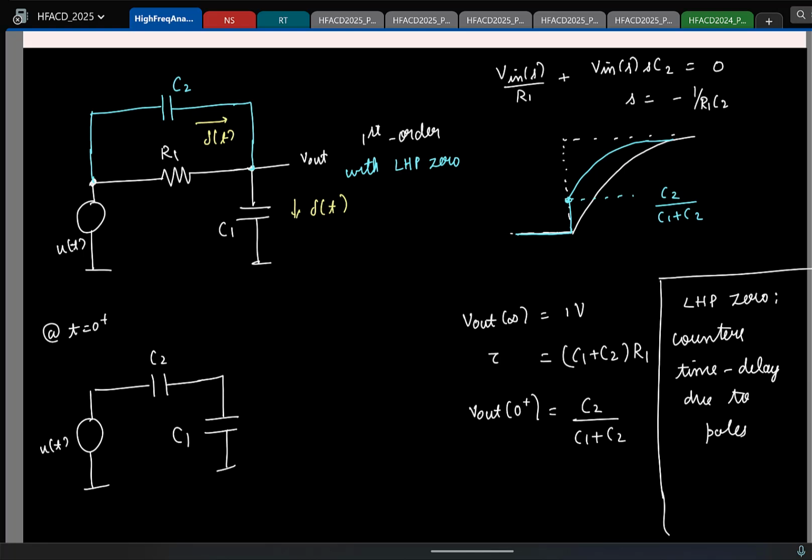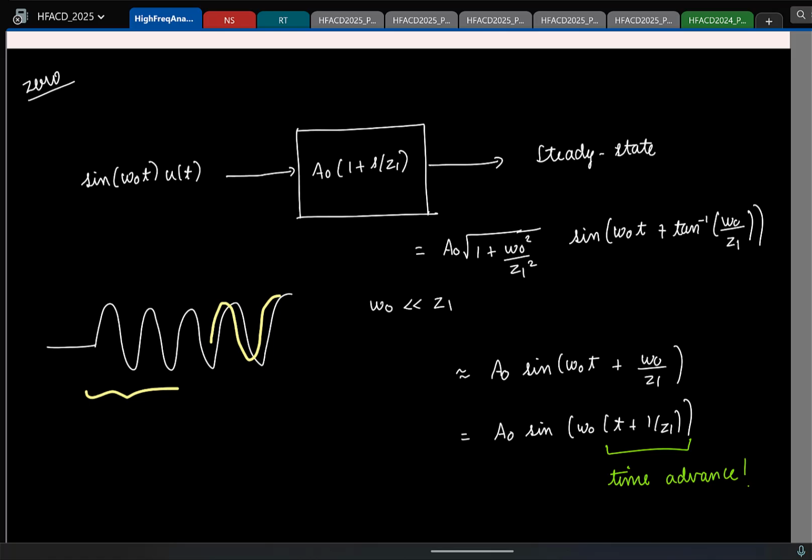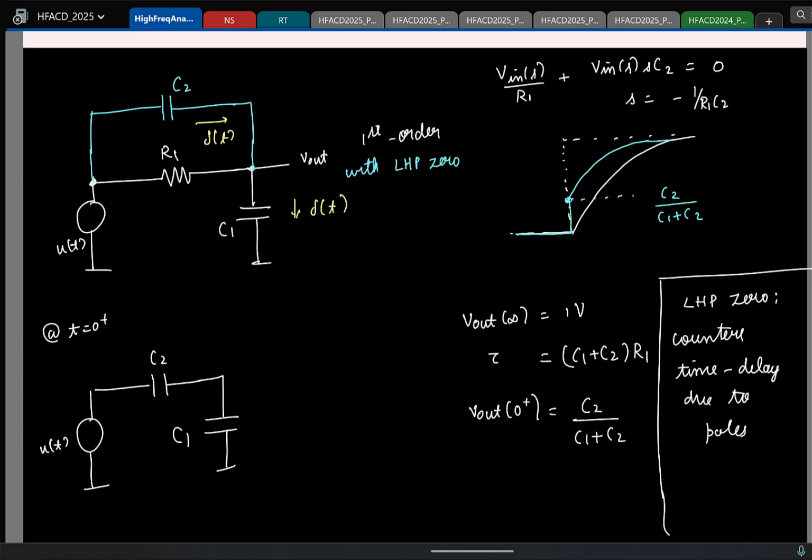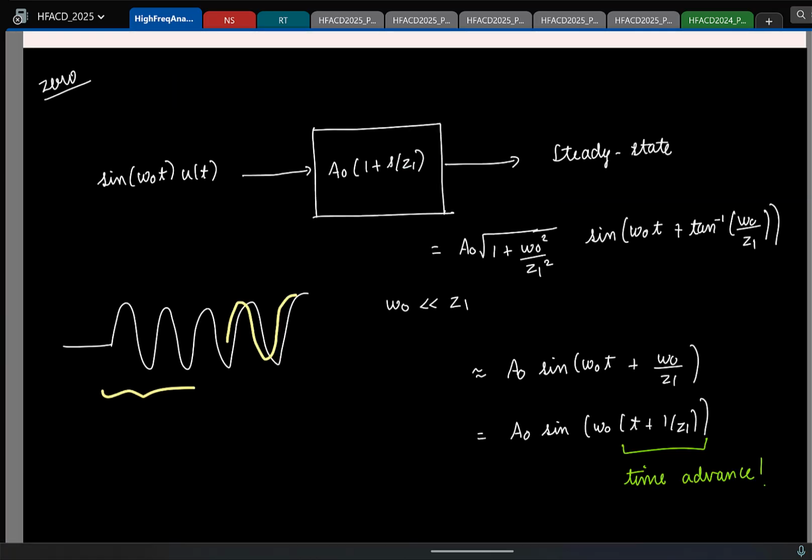So that answers why LHP 0 is great. It is acting like a good angelic friend. Now let's see why RHP 0 is such a devil. For that, I'll again redo the same calculation. Just a change of sign. You can do it quickly. So RHP 0, I'll say that here I have a negative sign.